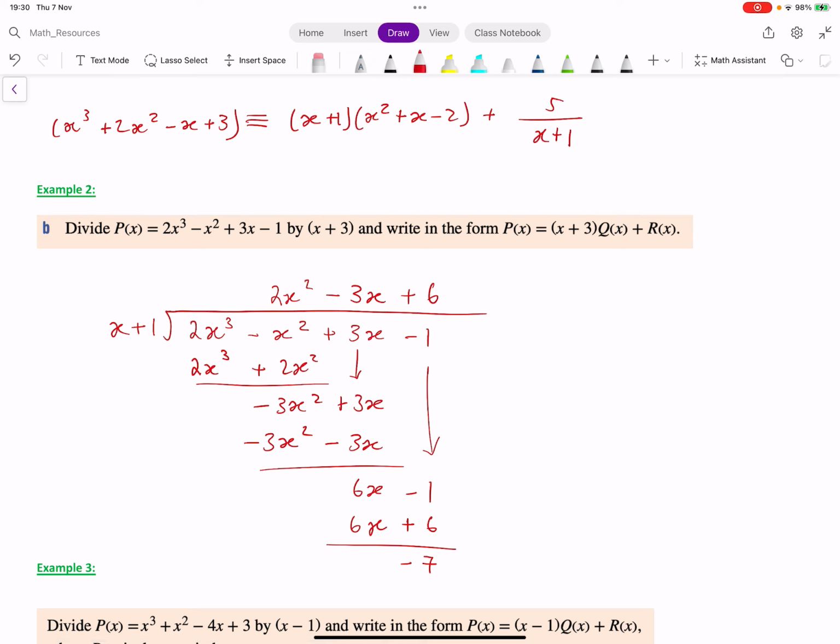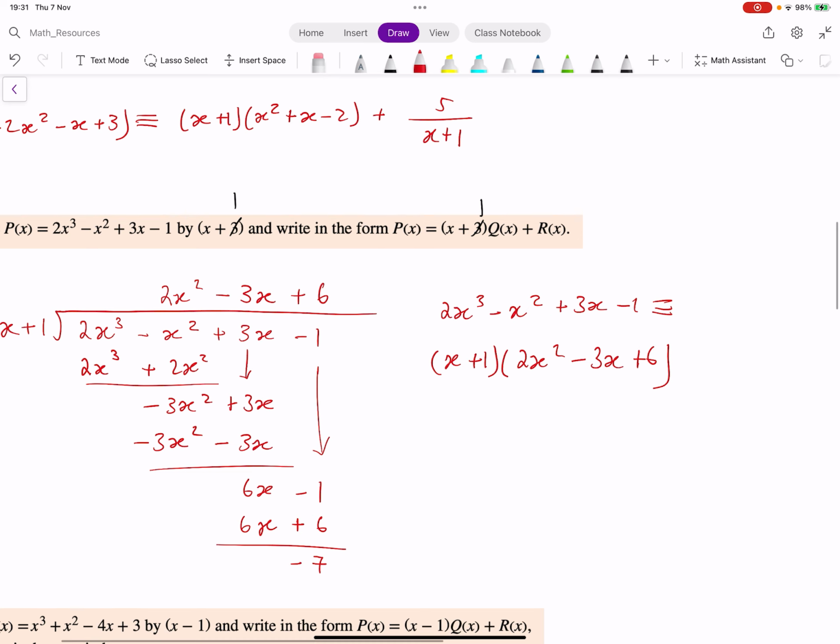So the answer is 2x cubed minus x squared plus 3x minus 1 is congruent to, or the same as, x plus, oh, did I divide it by the wrong thing? Okay, let's just quickly change that question. That's embarrassing. Change it to 1, change that to 1. Is congruent to x plus 1, 2x squared minus 3x plus 6 minus our remainder of 7 over x plus 1.